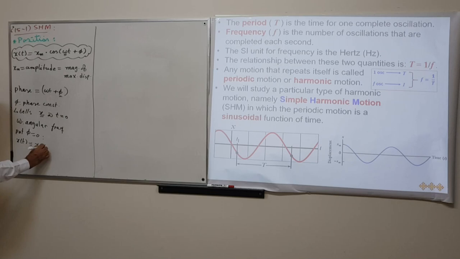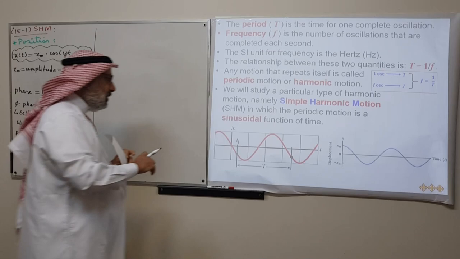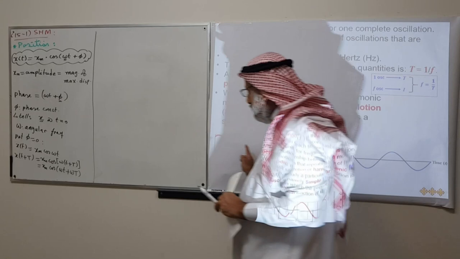And therefore, x at t plus capital T, after one period, like we see in the lower figure there, is equal to xm cosine of omega, replace t by t plus capital T. This will be xm cosine of omega t plus omega capital T. And now, looking at the figure, the position of this point is the same as the position at this point, which is displaced by one period. So these two positions are the same because they are separated by a period.